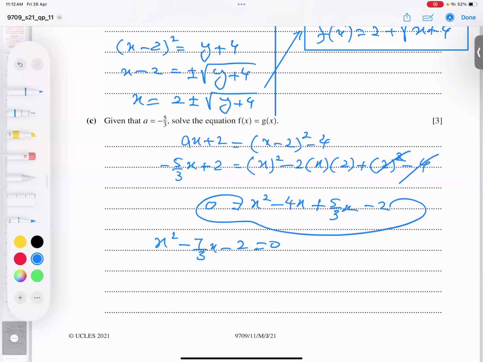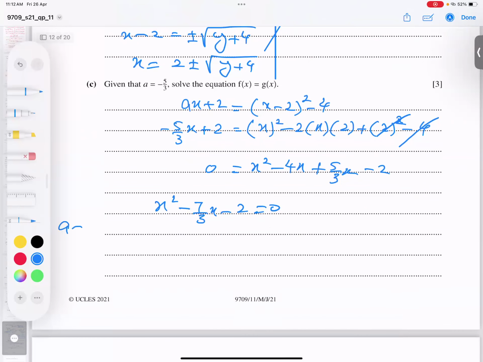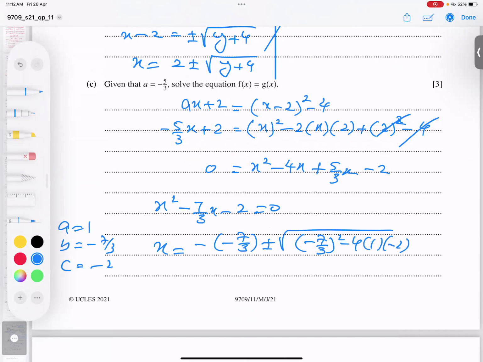So writing 0 here or there, no effect. Now, student, I can go for the quadratic formula. A is 1, b is minus 7/3, and c is -2. Negative b, and b squared, for a and c. Okay, wait a minute. Over 2a. Okay, I think up till here is clear.